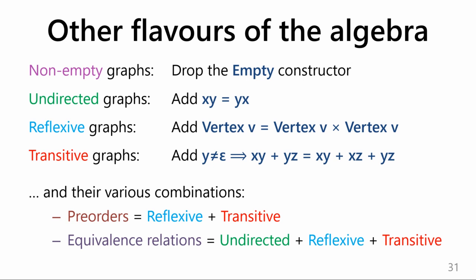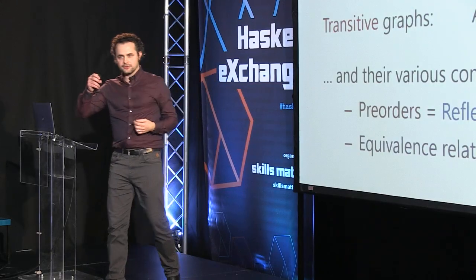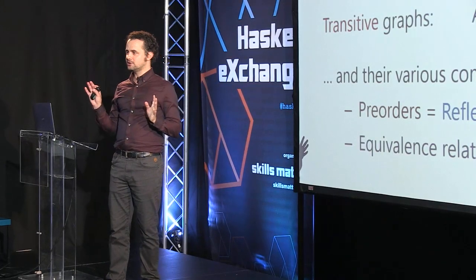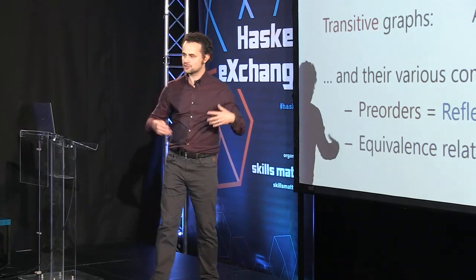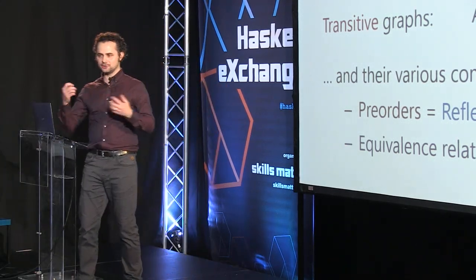Some other interesting cases are reflexive graphs. If you want to always have a self loop on the vertex, or always not have a self loop on the vertex, you can add this axiom in. You can no longer distinguish graphs with or without self loops.